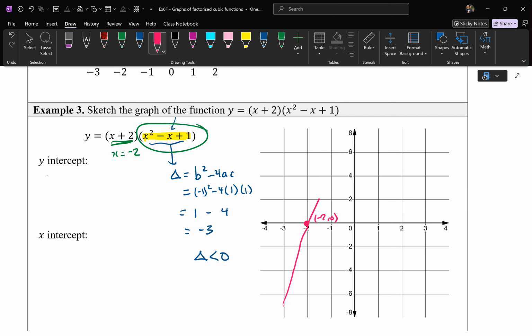So y-intercept is when x equals 0. So you get 0 plus 2, 0 squared minus 0 plus 1. That gives you 2 times, what's that? 1. So it's at 2. So that means the y-intercept is right there. And who knows, it could curve towards that, but it's an N shape. Because it's an N shape, I would have assumed something like that. Okay.